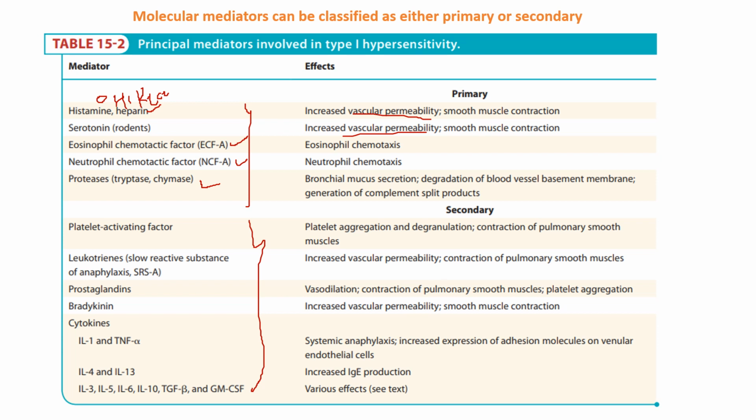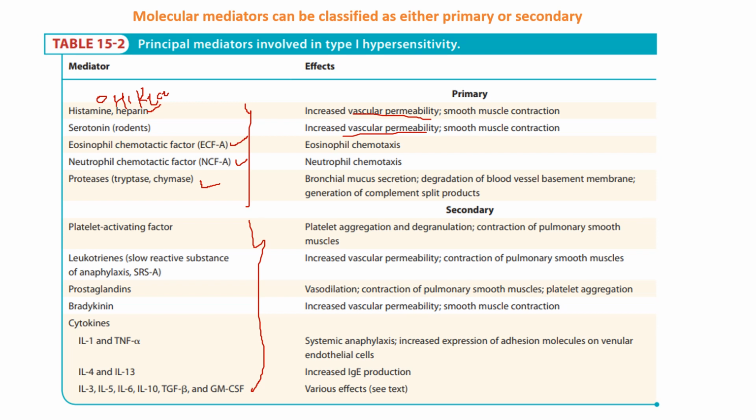Likewise, neutrophil chemotactic factor, NCF, also refers to the movement or migration of neutrophils in response to a chemical signal. Proteases: the primary mediators tryptase or chymase. Their function or effect is bronchial mucus secretion, degradation of the blood vessel basement membrane, and generation of complement split products.